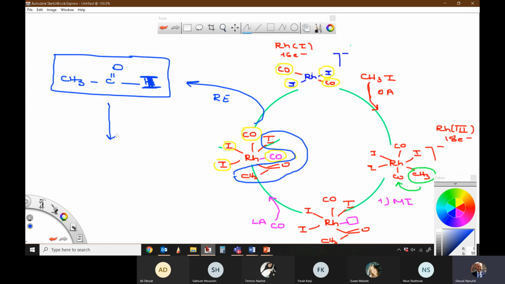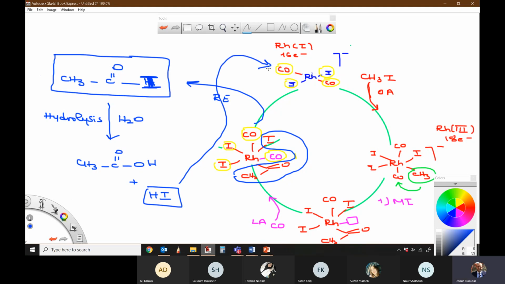Do not forget that in your reaction system you have water formed by the addition of HI to CH3OH. So CH3COI in the presence of H2O, this is hydrolysis, will regenerate CH3COOH plus HI, and this HI will be reused at the starting of the catalytic cycle. Do not forget that your catalytic cycle starts by the mechanism of HI.